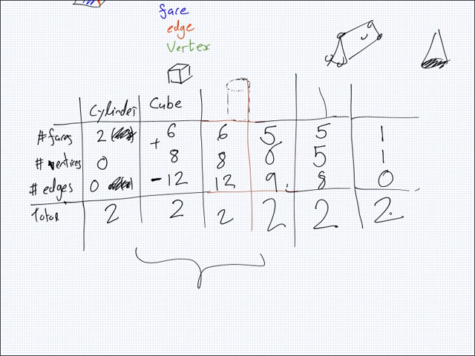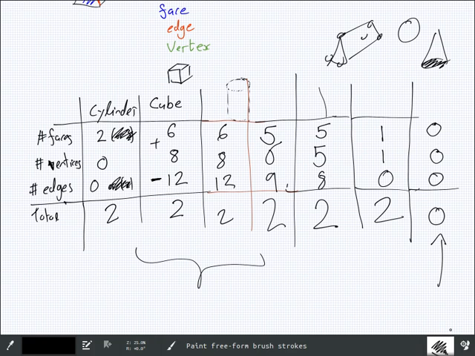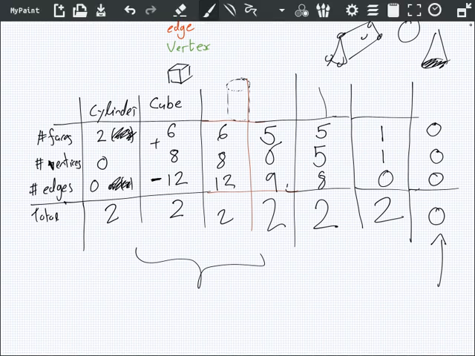Sphere, which is this one. How many faces? None. There's nothing flat. How many vertices? 0. Definitely 0. How many edges? 0. Total? 0. This one's different, isn't it? Very different.